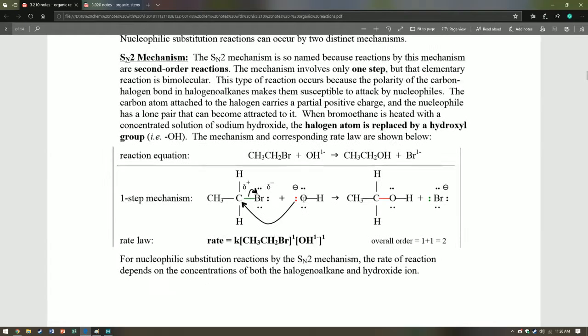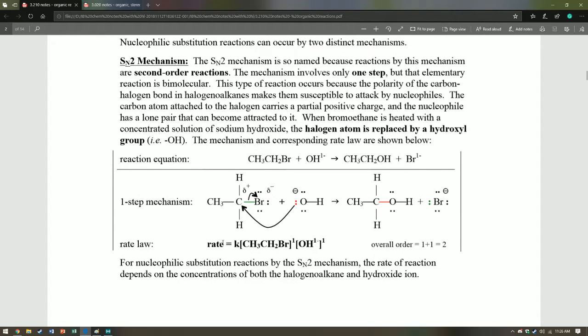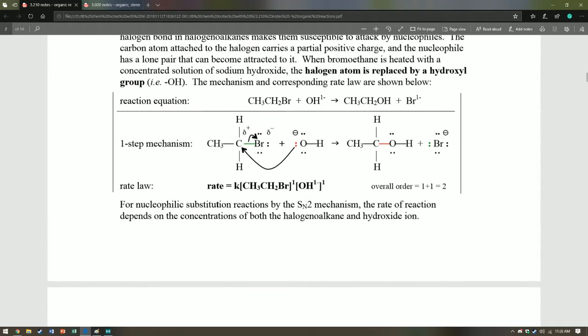Note that it's overall second order because the rate is equal to k times the halogenoalkane concentration times the hydroxide concentration. The overall order is 2, but each reactant's order is 1. This is something you're expected to memorize. For nucleophilic substitution reactions by the SN2 mechanism, the rate of reaction depends on both the halogenoalkane and the hydroxide ion. Again, nothing we couldn't deduce from that.